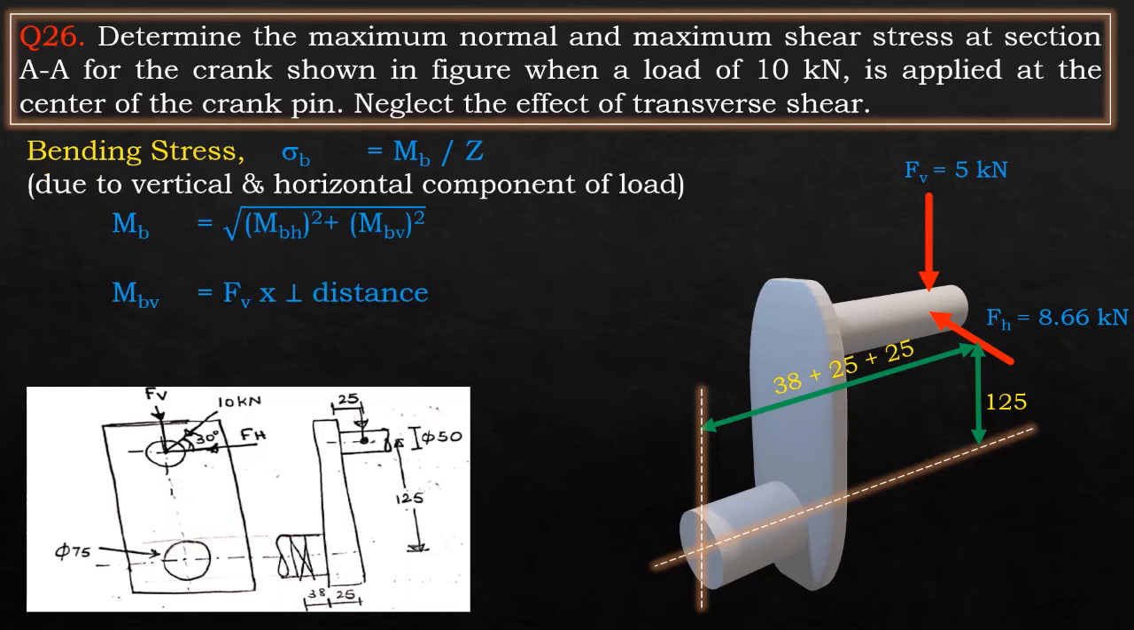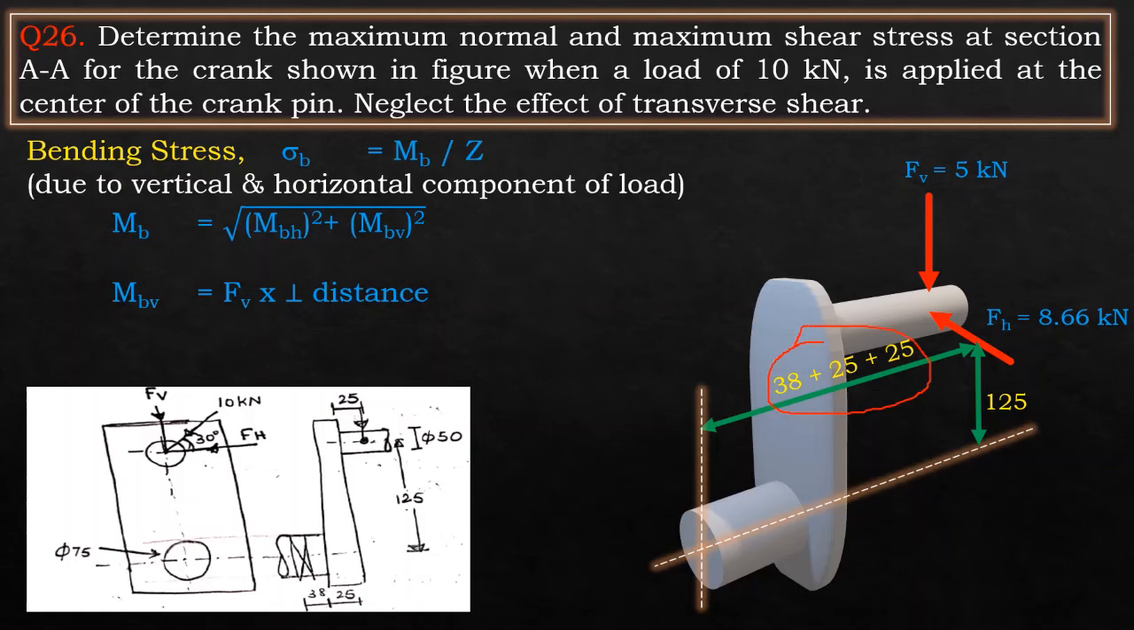In this case, this bending moment is also given by force vertical component Fv into perpendicular distance. Now the question comes, which will be the perpendicular distance? As we have discussed in the earlier slide, the perpendicular distance in case of bending stress will be always perpendicular to the cross section. So for this case also, the perpendicular distance will be 38 plus 25 plus 25 mm only.